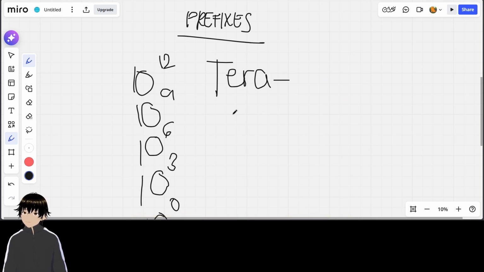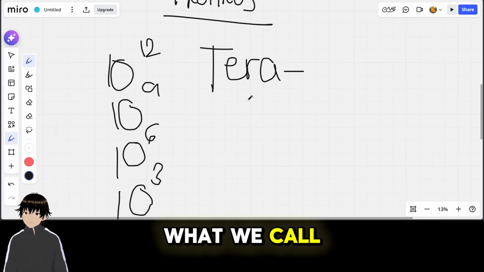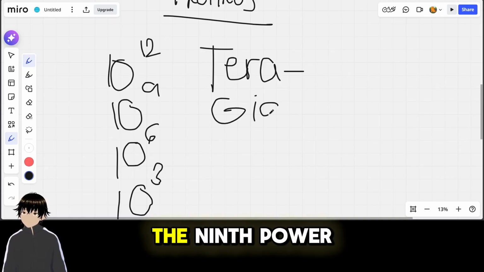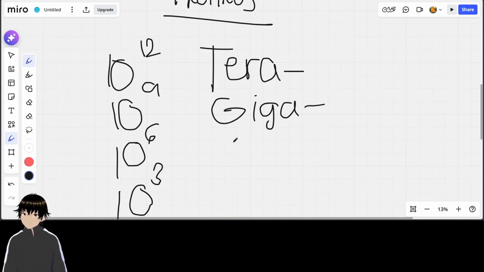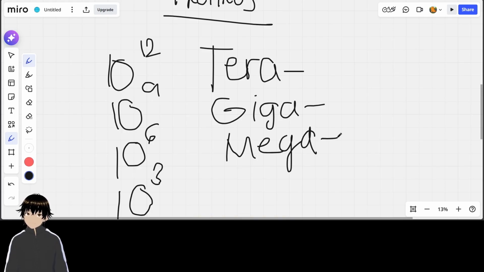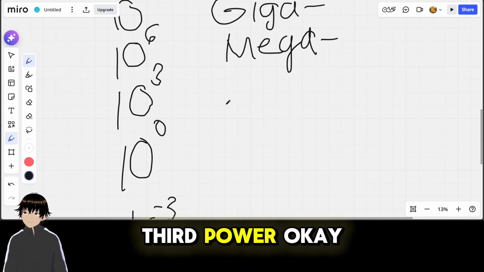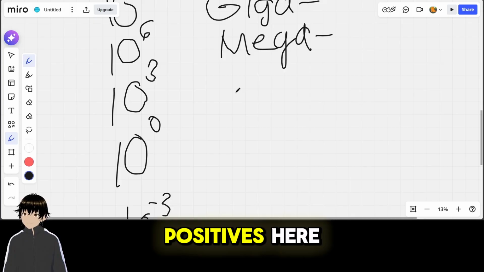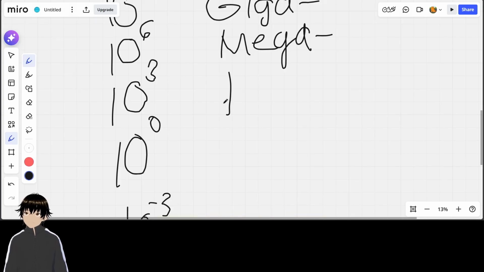Okay, so this is what we call giga. 10 to the 9 power is giga. Then 10 to the 6 power is mega. 10 to the third power, okay? Oh, by the way, all of these are positives. The exponents are positives here. Kilo, okay?